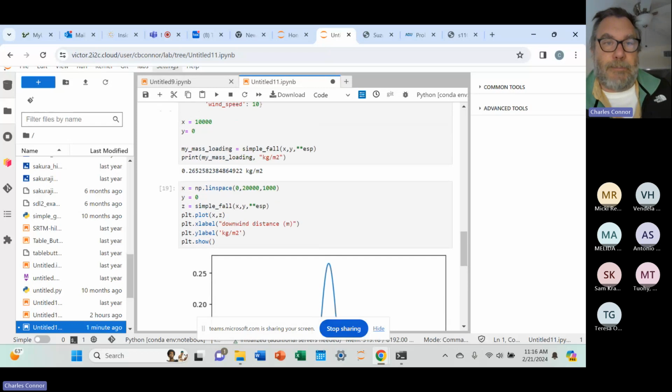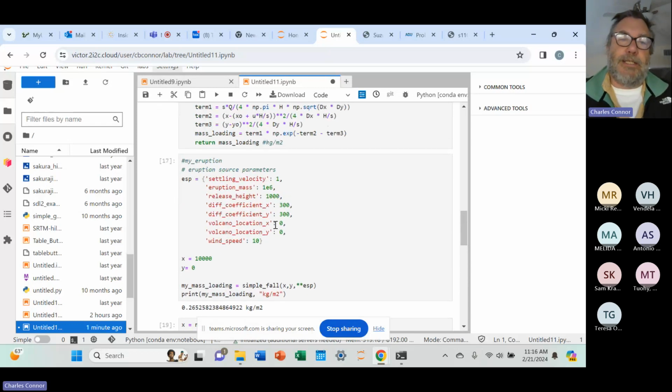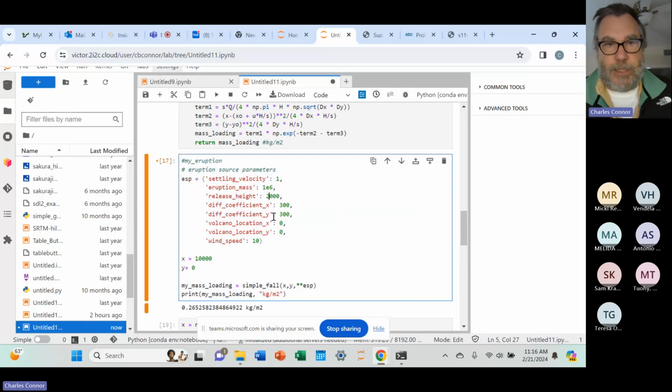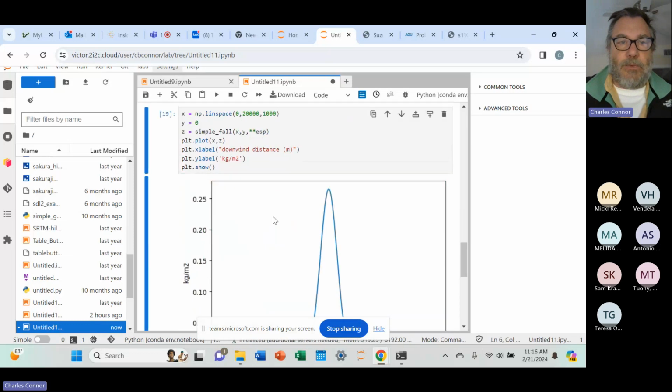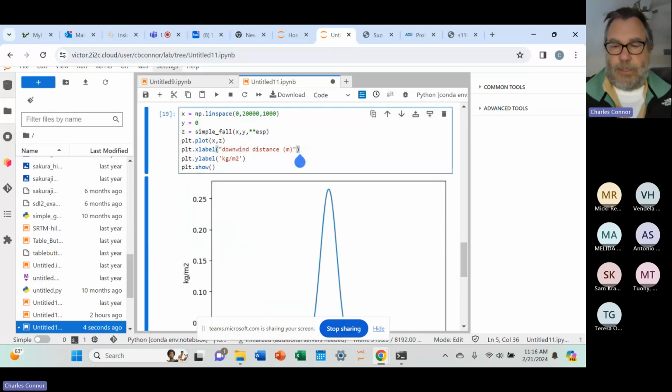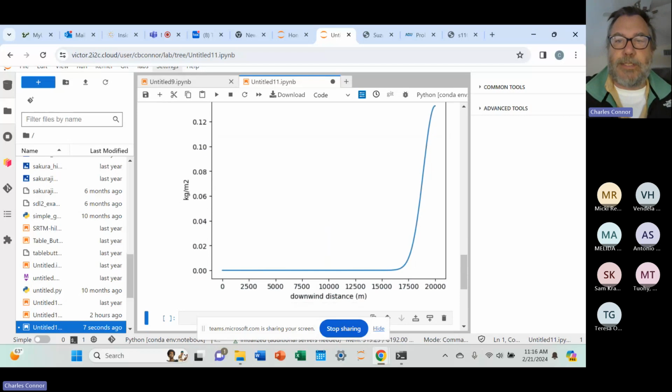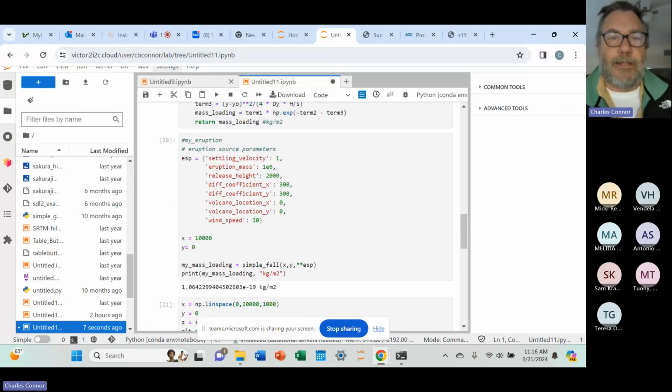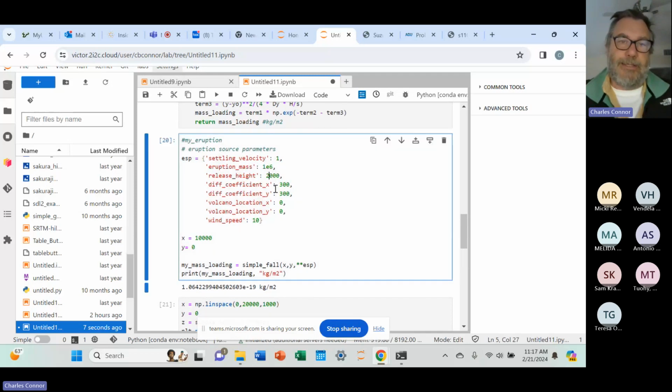So if I go back up here and change, let's say, the release height to 2,000 meters, I've got to run that code, and then run this code. Oh, it's displaced out to 20 kilometers, right? That makes sense. I've doubled the height, and that displacement is now doubled. I'm going to put it back. And let's see what happens when I crank this baby up to 3,000 like I did before.